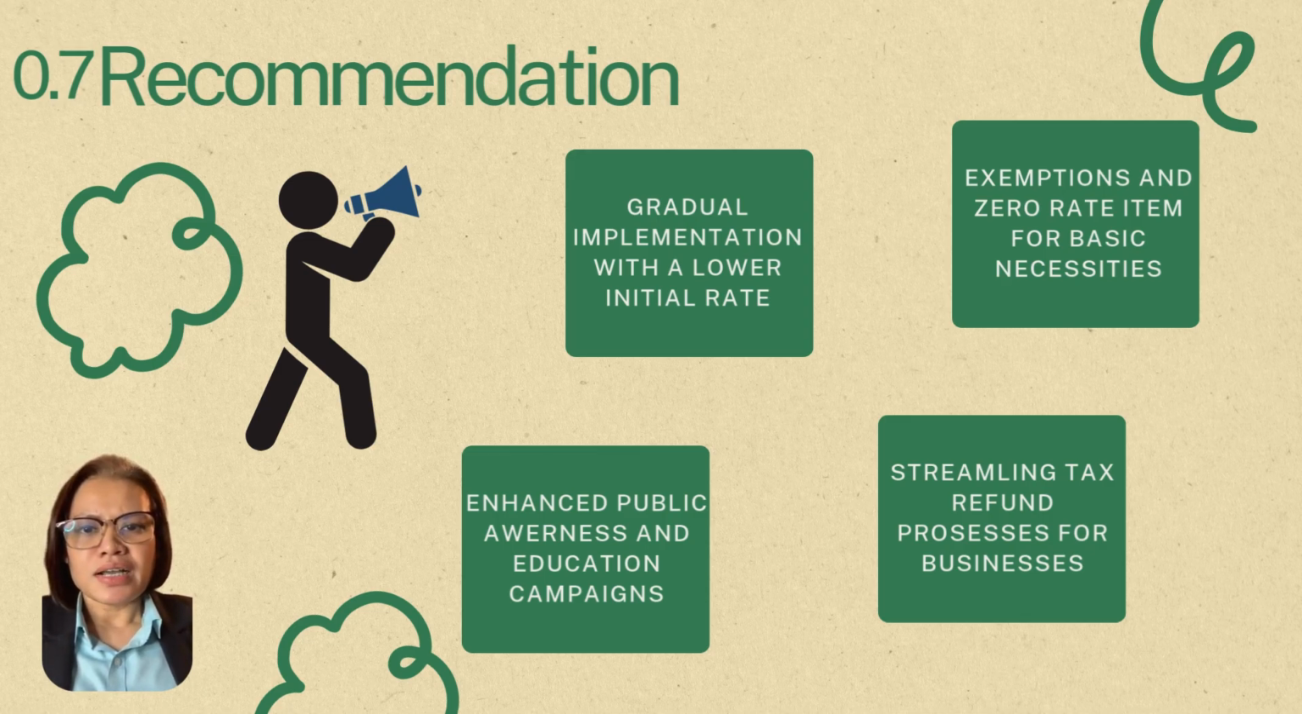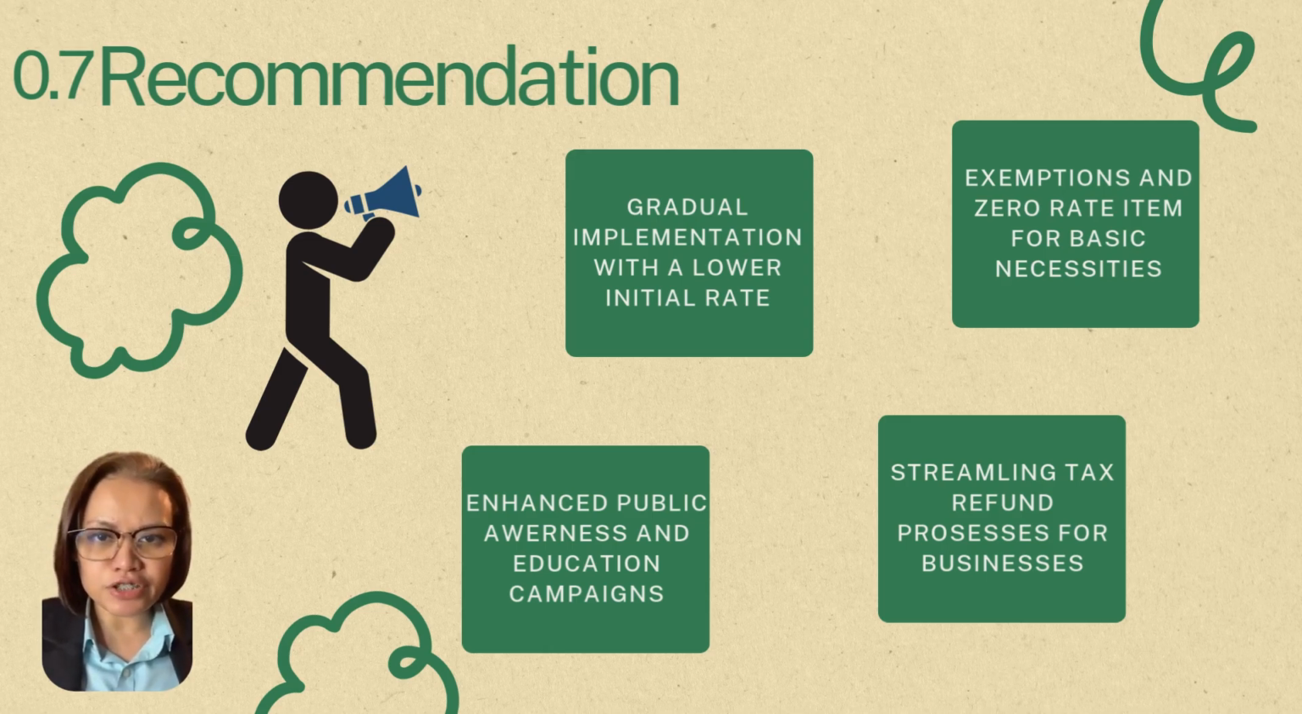Number 2, exemption and zero-rated items. Basic necessities like rice, fresh vegetables and healthcare services should remain exempt or zero-rated. This ensures that low-income households are not disproportionately affected, promoting social equity while maintaining affordability for essential goods and services. Number 3, enhance public awareness and education campaigns.